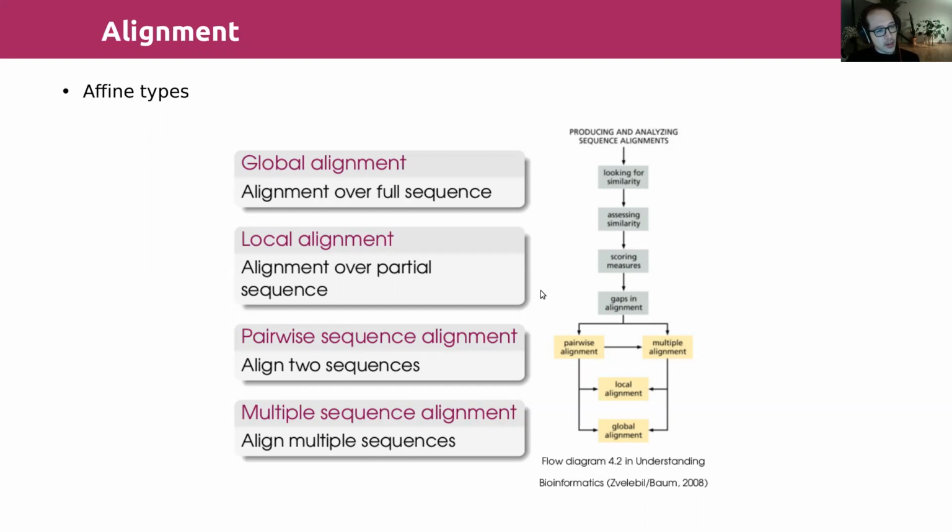We also have two things, pairwise sequence alignment. So this is the alignment between two sequences, but we also have multiple sequence alignment. And this is when you have multiple sequences that you're trying to align all with each other.